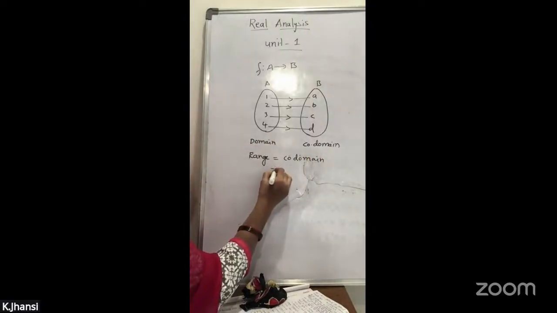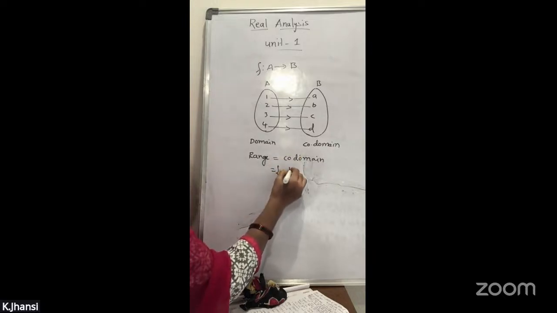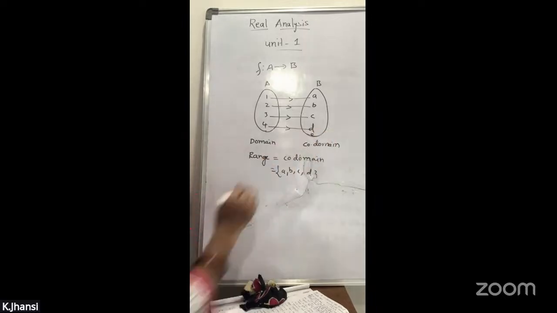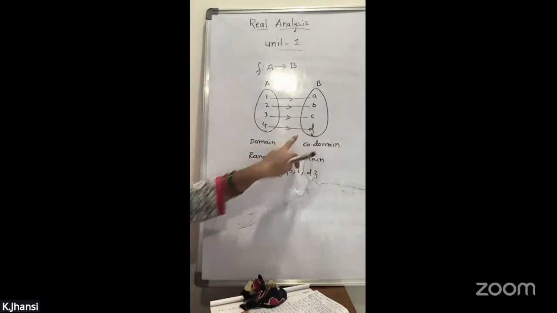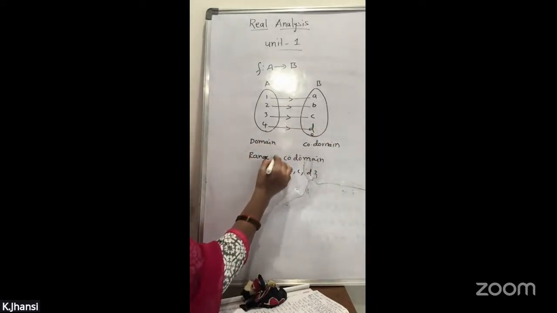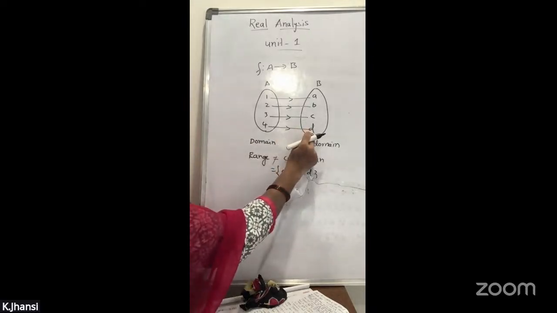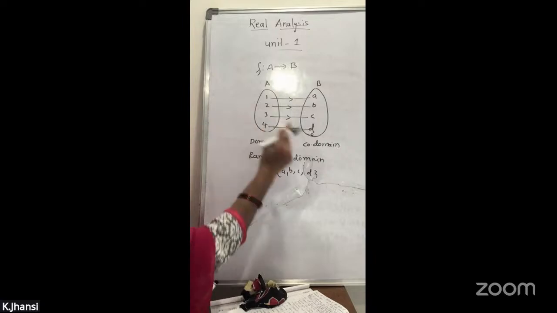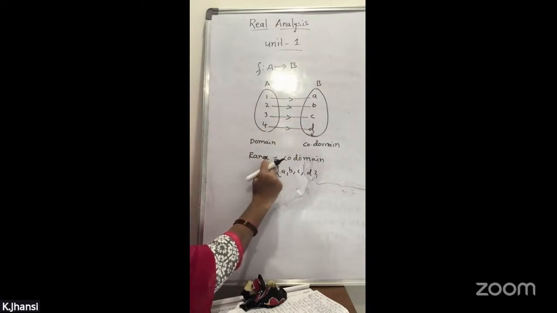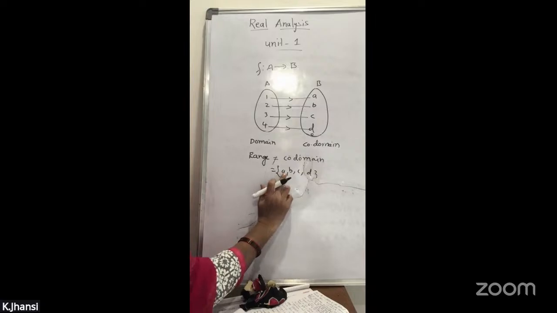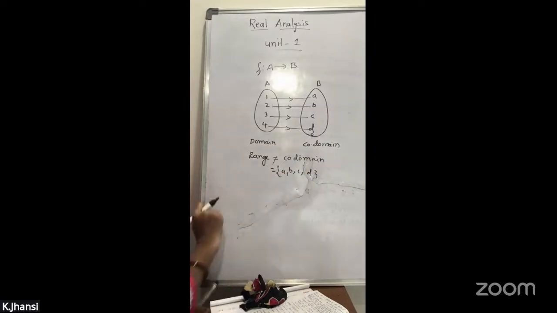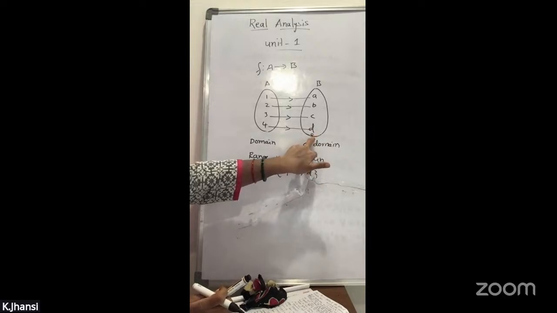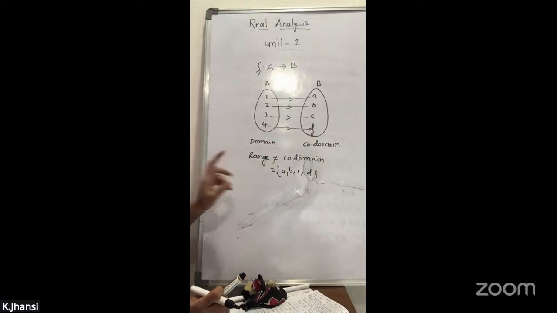So we can write A, B, C, D. Suppose one more element E is there. Then range is not equal to codomain. Why? Because in the codomain E is also there, but E does not have any image here. So in this case, range is not equal to codomain. Range is only A, B, C, D. This element has no image, so you will not consider it as part of the range.